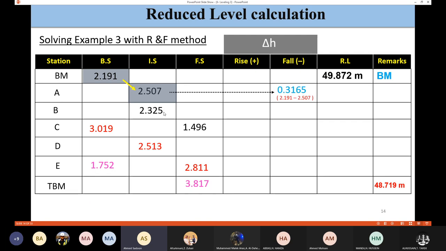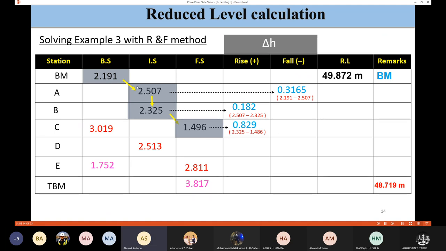Now we're gonna determine the difference between this point and that point. So it's gonna be the intermediate side of this point minus the intermediate side of that point. And since the difference is positive, it's going to be written as a positive value in the rise column. Again, I'm going to repeat this process to determine the difference between this point and that point. We're going to have the intermediate side of the point B minus the far side of the point C. And the difference here is going to be positive, which means that I have a rise.